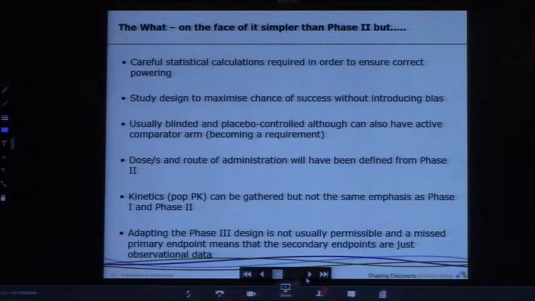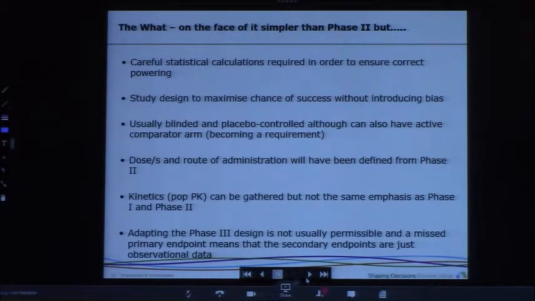And then, say, adapting the phase 3 design is usually not permissible. Okay, and so what that means is that if you miss a primary endpoint, you're basically then presenting observational data from then on. You can't go and say, well, a lot of companies do post hoc analyses and show that in this patient population actually it may have worked, etc., etc.